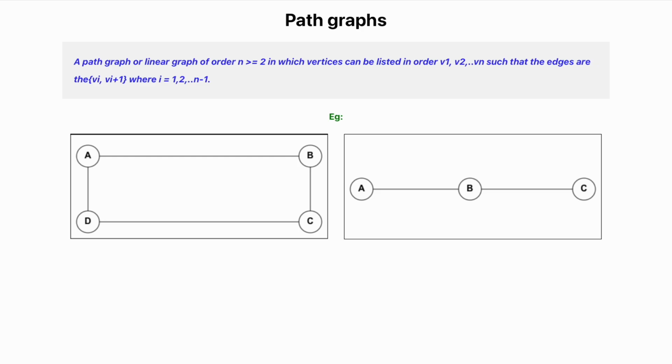A path graph can be characterized as a connected graph in which the degree of all vertices but 2 is 2, and the 2 remaining vertices have degree 1. If a path graph occurs as a subgraph of another graph, then it is called a path.